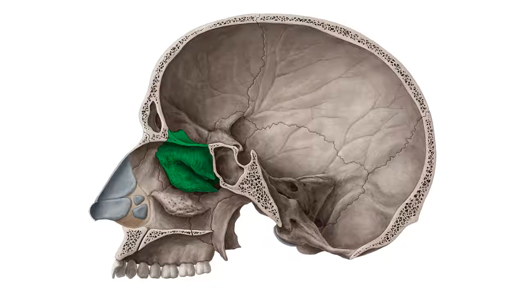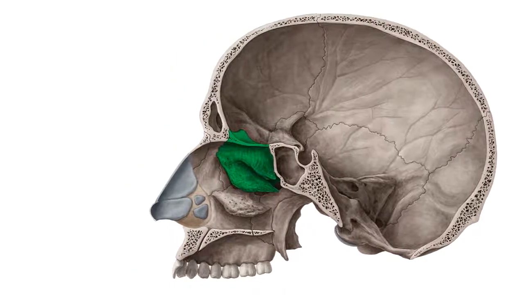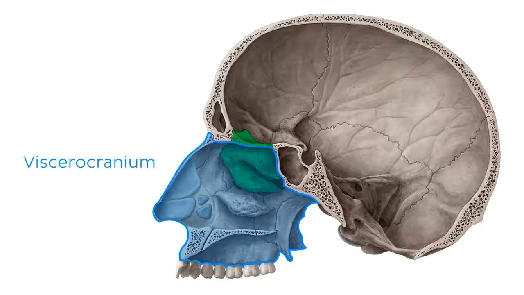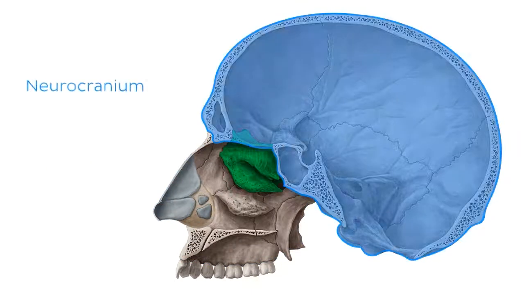The very first thing we see here is this image where we're looking at the skull from the side as if it were cut in half right down the middle. We're looking at the inside of the right half of the skull. From this view we can see a distinction between this structure that we're now highlighting, which is known as the viscerocranium, and this other structure right here, which is known as the neurocranium.